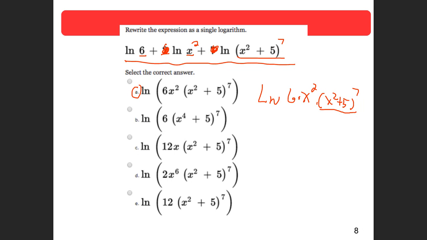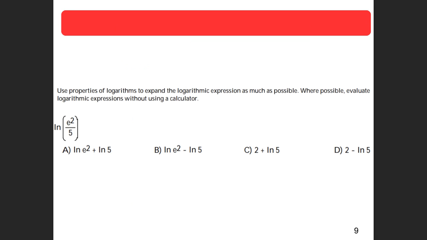Okay, problem number 2. It says use the properties of logarithms to expand the logarithmic expression out. So now they want us to expand, okay? Well, this is a division sign. So I know that going the opposite direction, since it's division, it would be a subtraction problem. So this would be natural log of e squared minus natural log of 5. Now this 2 I could bring in front, but it doesn't look like I have to. It looks like my answer is right here.